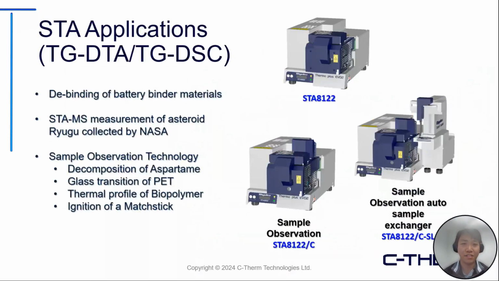All right, so now I'd like to talk about some of the interesting applications that were done with STA. The first two are debinding of the battery binder material and the measurement of asteroid samples collected by NASA. This is quite an interesting one. But I'd also like to feature some of the applications that were done with sample observation technology. With this feature, you'll be able to directly observe the sample as the measurement is taking place. And without further ado, I'd like to go to the first application.